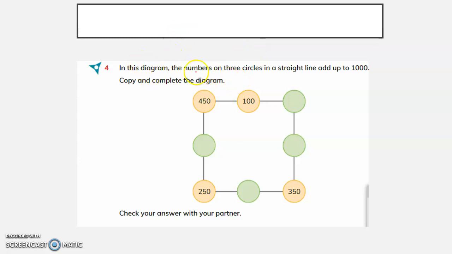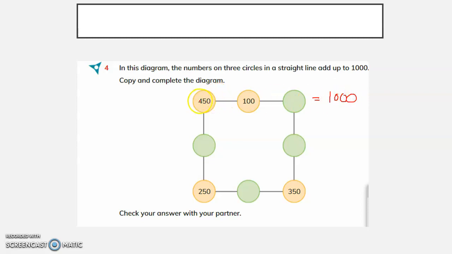In this diagram, the numbers on the 3 circles in a straight line add up to 1000. That is, this is a straight line. This is a straight line. This is also a straight line. The numbers on 3 circles in a straight line add up to 1000. That is, when you add these 3 circles, the sum is equal to 1000.